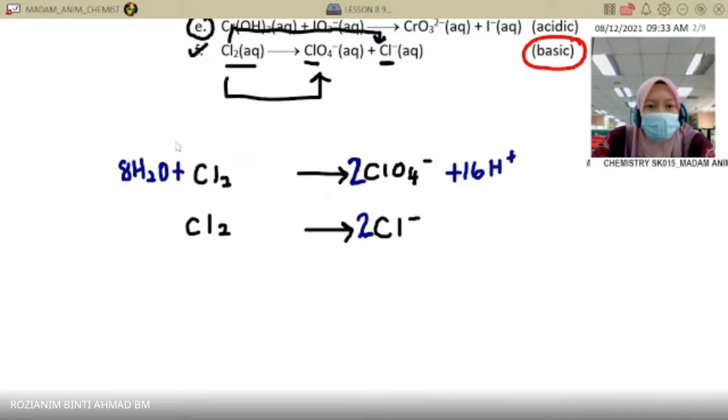Okay, so kita check charge sekarang ni. The first equation left hand side consists a total charge is 0. So this is also 0. So 0 plus 0, so equal to 0.